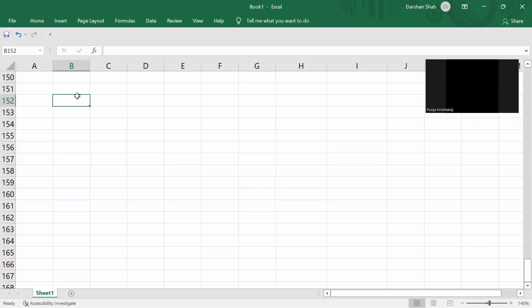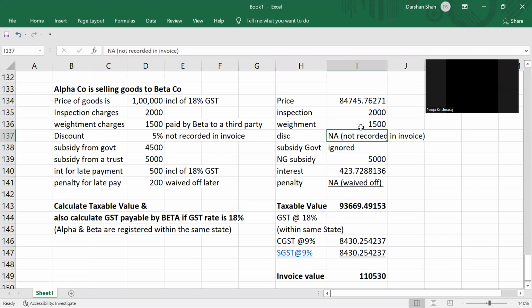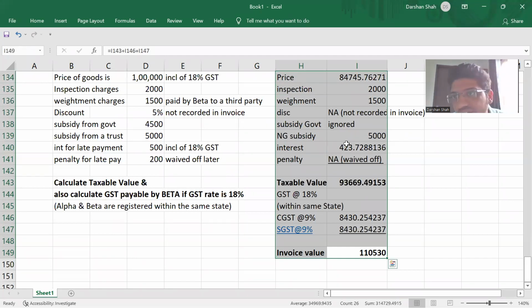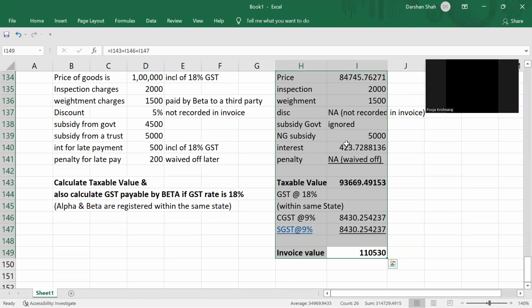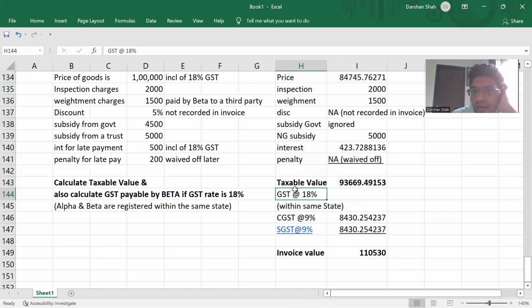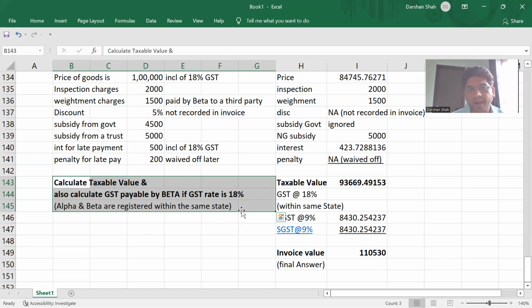Any doubt? Sir, don't we have to reduce the abatement charge of 1,500 again? Where will we reduce it? In taxable value, we'll have to show it, no? After the invoice value. You have to only show till invoice value in your exam. After that we deduct 1,500, but that was for your understanding purpose. In the first question, the additional calculation that I had done was just for your understanding. In the exam, you will calculate taxable value, calculate GST, and show the total invoice value. This is the final answer. Don't show how much is the amount payable by beta to alpha. The requirement was only to calculate taxable value and calculate GST payable.